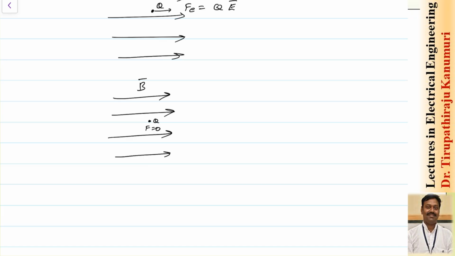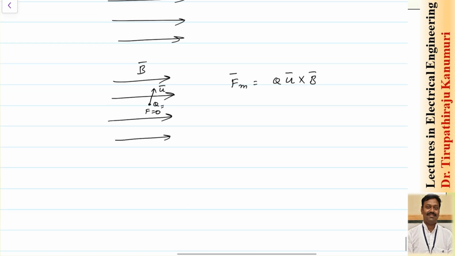Let us take for example that this charge is moving with some velocity u in some particular direction. It is observed experimentally that only when the charge is in motion will force be exerted on it, otherwise the force will be equal to 0. The force due to the magnetic field on a charge moving with velocity u is Q into u cross B. This is what is observed practically.